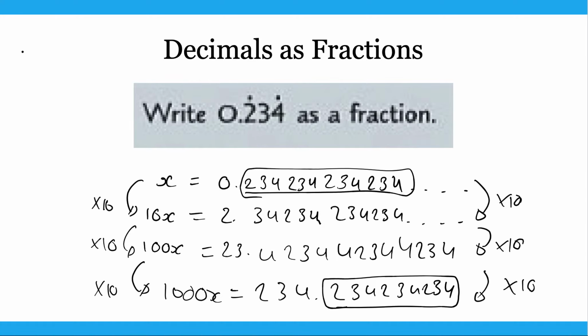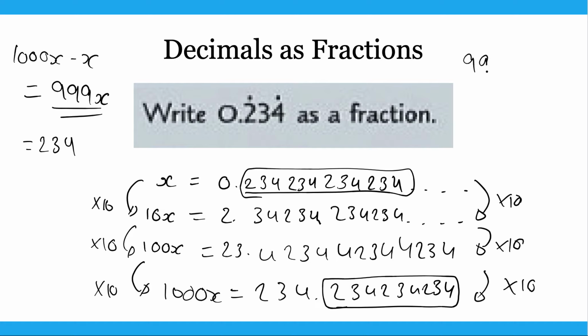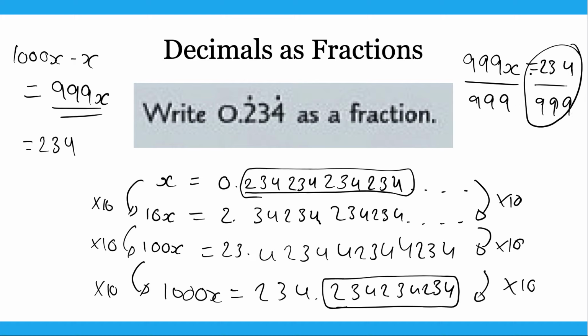So we can do 1000x subtract x, which will get us 999x, and we have to do this subtract this, so it would leave us with 234. So we have 999x is equal to 234. We need to find out what x is, so we divide both of the sides by 9 and we're left with that. This would be correct, but it's always good to simplify your answer.